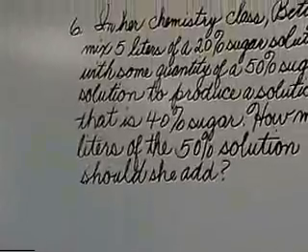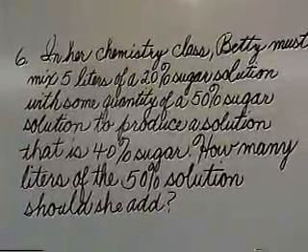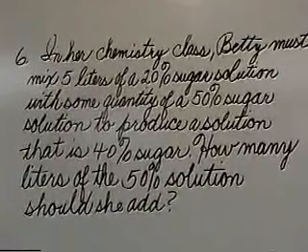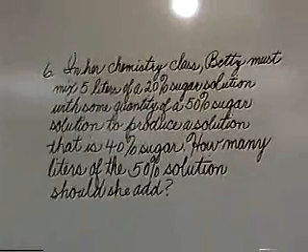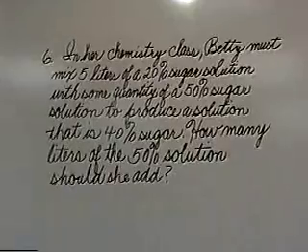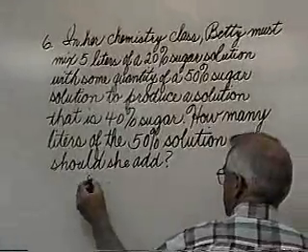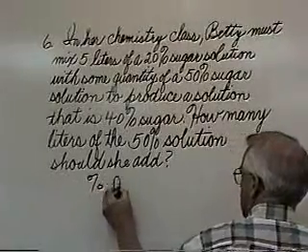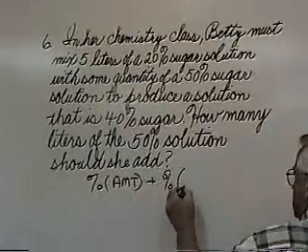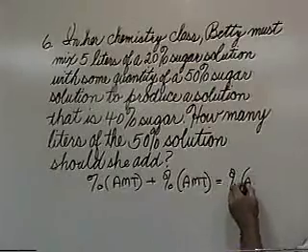It says, in her chemistry class, Betty must mix 5 liters of a 20% sugar solution with some quantity of a 50% sugar solution to produce a solution, and so on. Aha, this is one of those solution problems. So we've already talked about that. We don't have to read this one that many times. So it's percent solution times the amount plus percent solution times the amount is equal to percent solution times the amount.